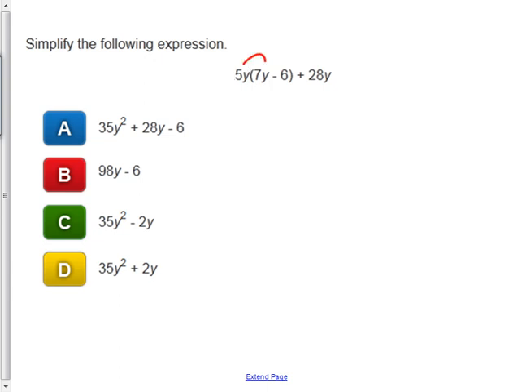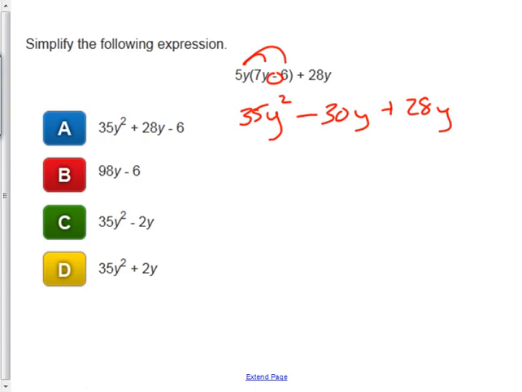Okay, now again we need to distribute first. Notice here that we do have a negative sign inside. 5 times 7 gives us 35, and then y times y, we also have to consider that. That's going to be y squared, because y times y is y squared, just like 2 times 2 is 4, 2 squared. So 5 times 7 is 35, y times y is y squared. Now, we are going to have a negative times a positive, so I'm going to go ahead and get a subtraction symbol ready there. And 5 times 6 is 30, and then we have the y still, and then we have the plus 28y on the end.